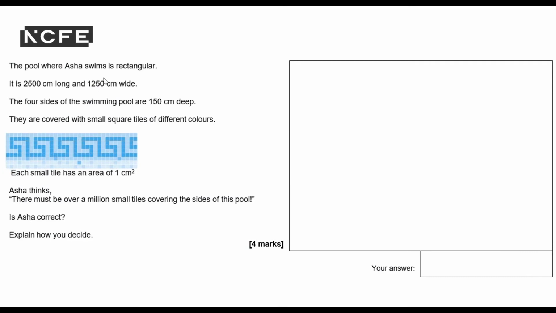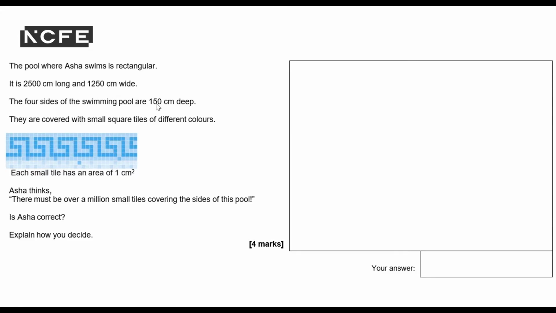The pool where Asher swims is rectangular. It's 2,500 centimeters long, 1,250 centimeters wide. Now, it might actually help me to draw a picture so that I can visualize that. I'll come back to that.